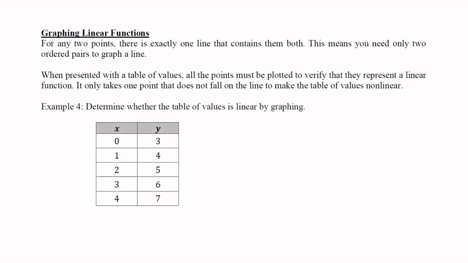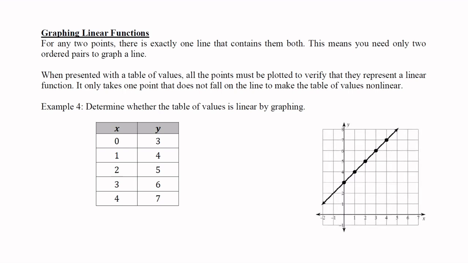So in example 4 here, we're going to determine if the table of values is linear by graphing. All you have to do is take this table of values, plot your points, and then see if you can draw a line that contains every single one of those points. And since we're able to do that, this function is linear.